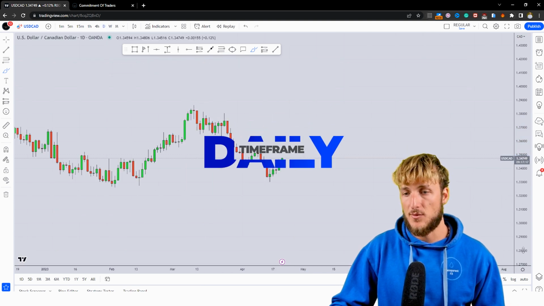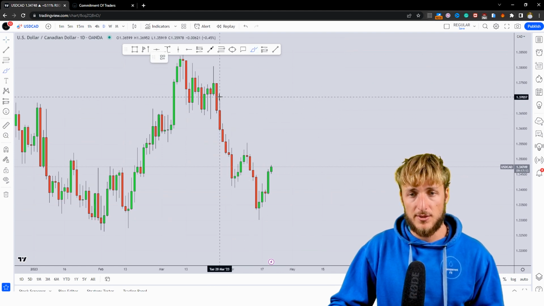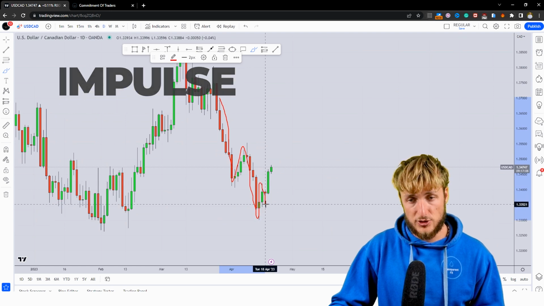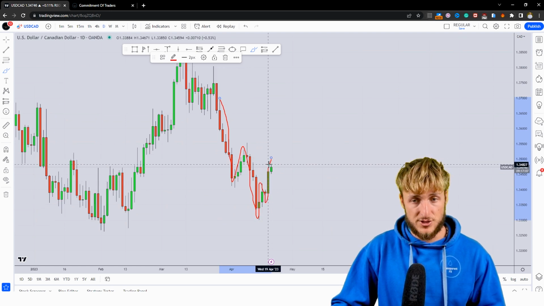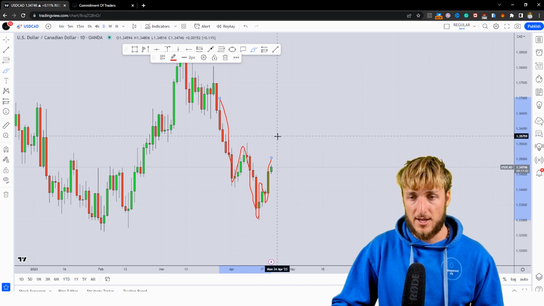Going down in the daily time frame, what do we have? Now here in the daily, price action is very clear. If we look, we had the impulse, correction, lower low, then a move to the upside, correction, and then the break to the upside. Now what this creates is essentially a W formation. If we look here, we have down, up, down, up.